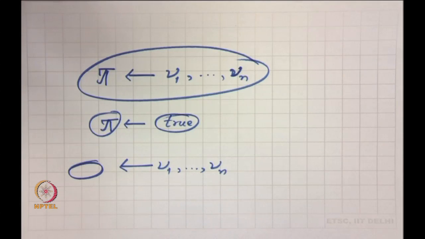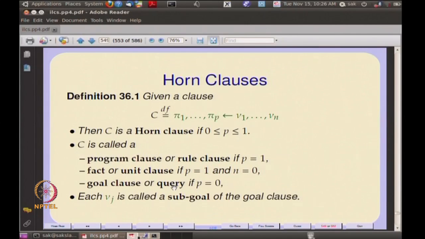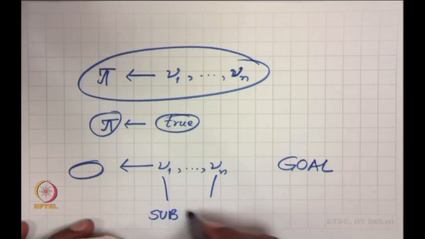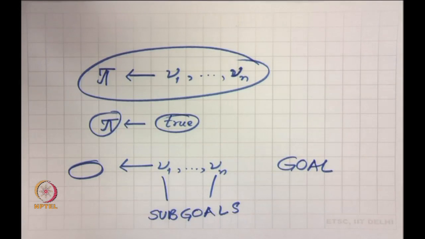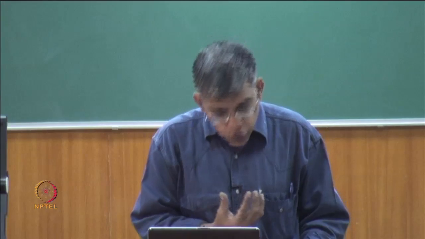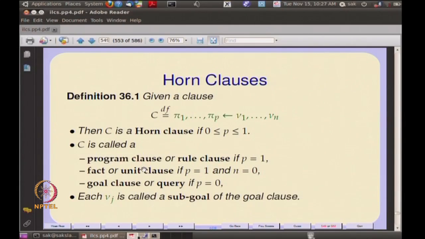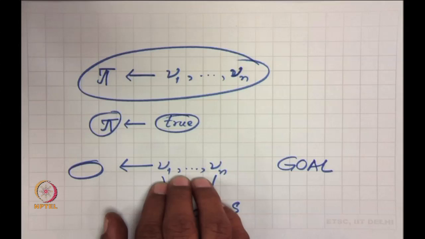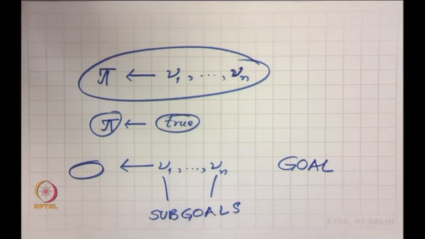This is called a goal clause, and each of these are called the sub goals. So, you are asking essentially whether it is possible for nu1 to nu n to be all true simultaneously. That's really what you are asking. So, what you are asking therefore is, is there a model of this conjunction of this set nu1 to nu n? Where of course, we are assuming that they are all universally closed and so on and so forth. It does not matter, but you are just asking for whether there is a model.